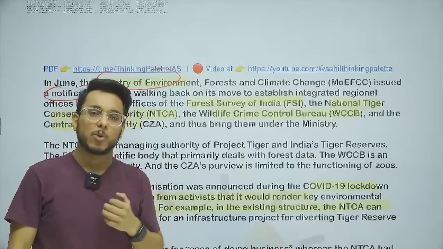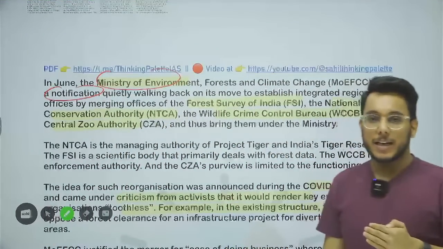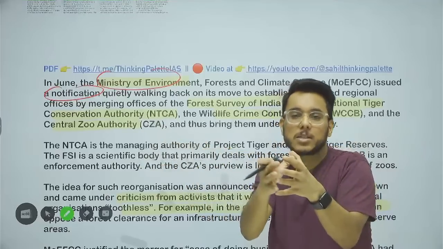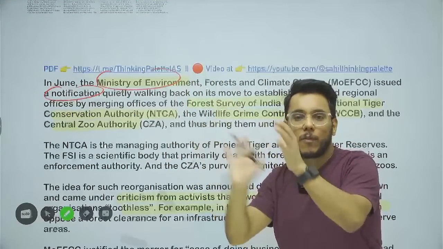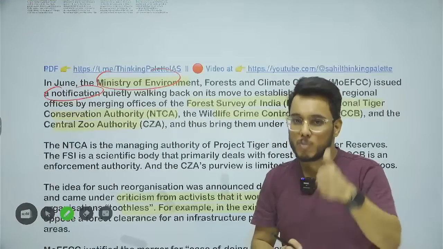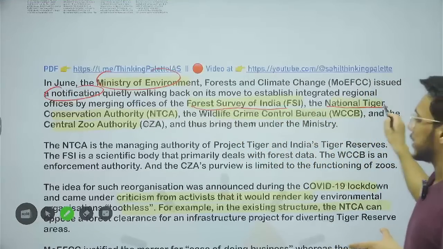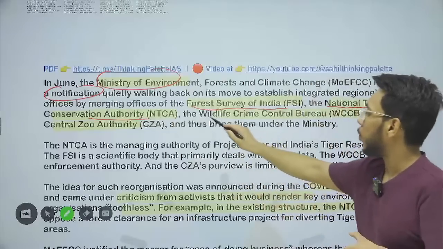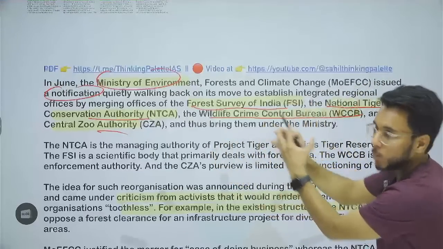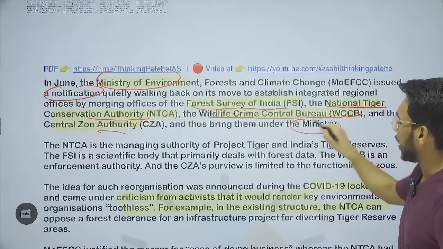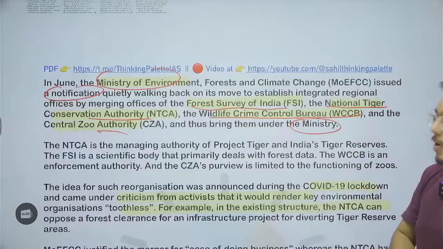Now, what is this 2020 notification that they came out with? So basically, guys, in 2020, the Ministry of Environment, Forest and Climate Change said that we want to merge certain bodies and build one integrated regional office of all these bodies. Now, what bodies did they want to merge? Let's see that. They wanted to merge the Forest Survey of India, National Tiger Conservation Authority, Wildlife Crime Control Bureau, and Central Zoo Authority. All these bodies were to be merged and brought under the ministry, and regional integrated offices of all these organizations were to be created.